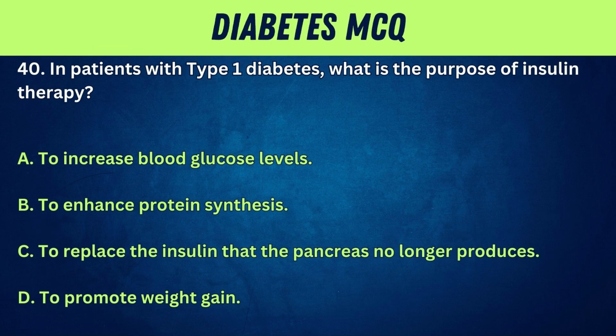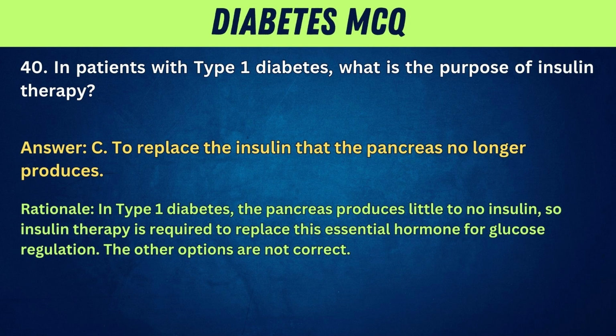40. In patients with type 1 diabetes, what is the purpose of insulin therapy? A. To increase blood glucose levels. B. To enhance protein synthesis. C. To replace the insulin that the pancreas no longer produces. D. To promote weight gain. Answer: C. To replace the insulin that the pancreas no longer produces.